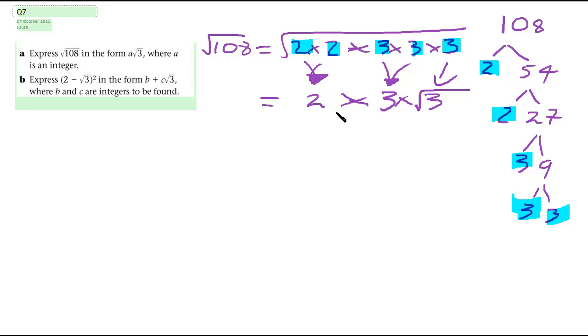So that equals 2 times 3 times root 3. 2 times 3 is 6, so we get 6 root 3 as our answer.